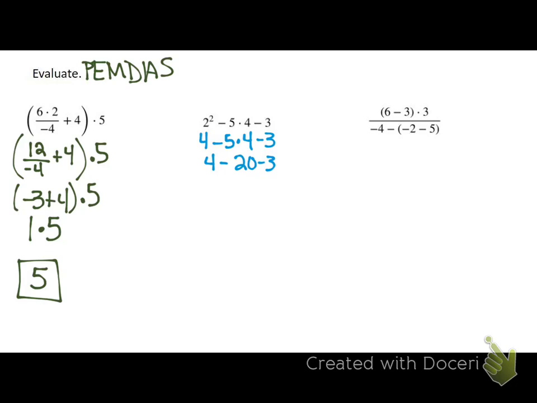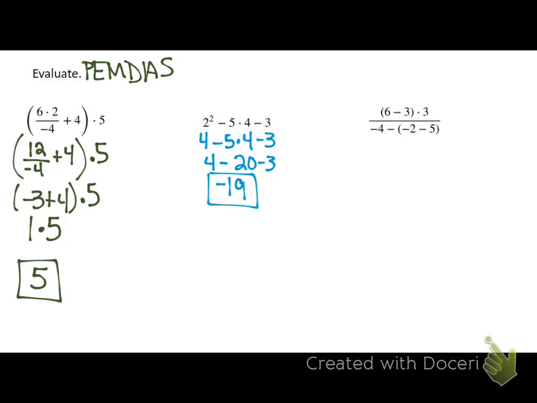So what's 4 minus 20? -16. Then negative 16 minus 3? Negative 19. Yeah, that would get you. Y'all agree? Yeah. All right.